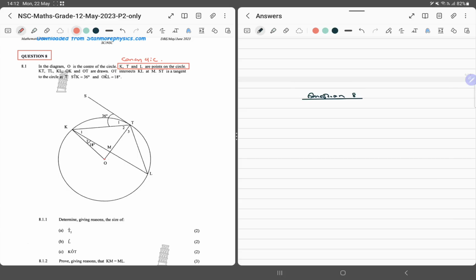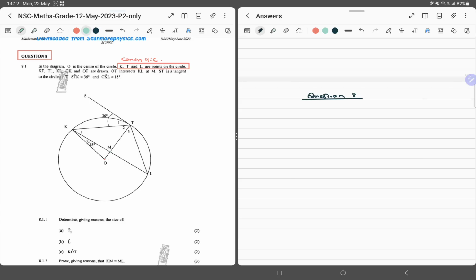But if it was a quadrilateral, we'll talk of a cyclic quad. Anyway, KT, TL, KL, OK, and OT are drawn. We can see that OT intersects KL at M. We always want to be aware of a point of intersection. And then we're told ST is a tangent.